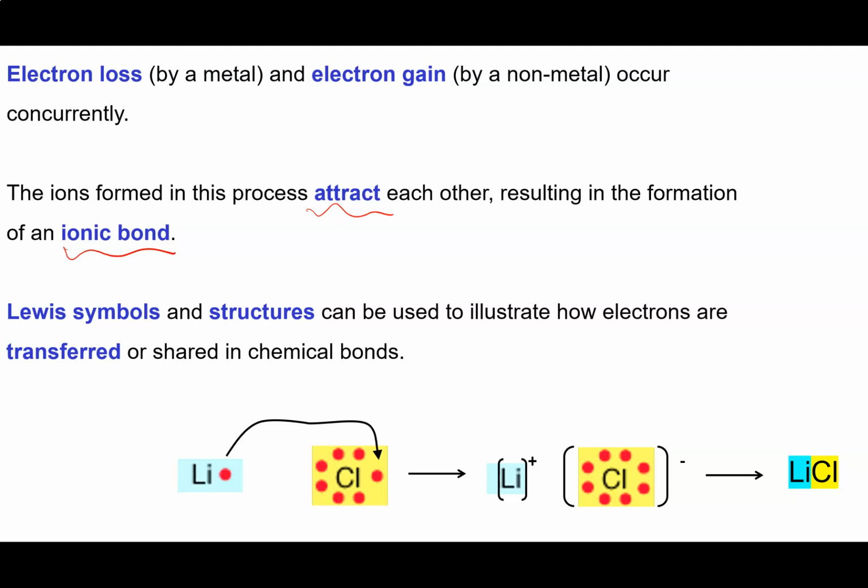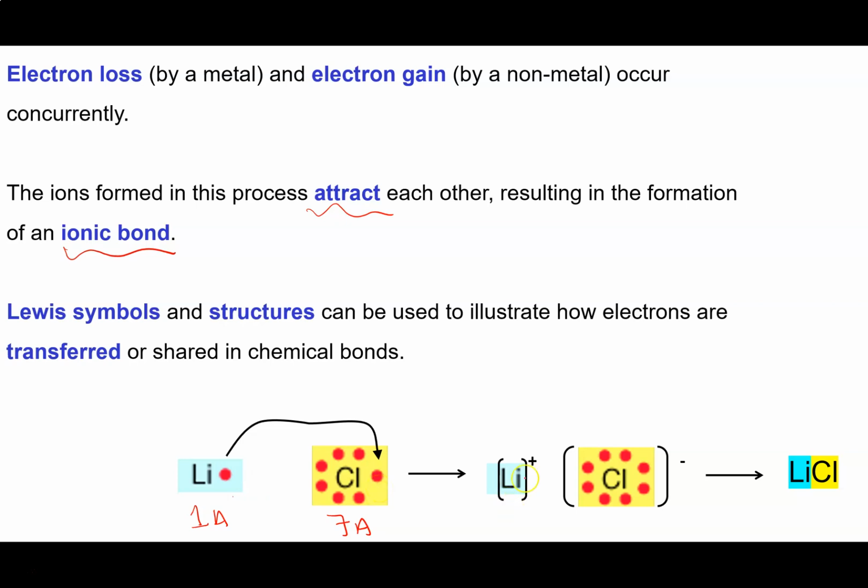Now we can use Lewis structures to illustrate how electrons are transferred to form ionic bonds. So here's the Lewis structure of a lithium atom. It's in group 1A, so it has 1 dot. Here's the Lewis structure of a chlorine atom. It's in group 7A, so it has 7 dots. And then the electrons always move from the metal to the non-metal. Now when we're using Lewis symbols to illustrate how electrons are transferred, we always put the metal on the left and the non-metal on the right.